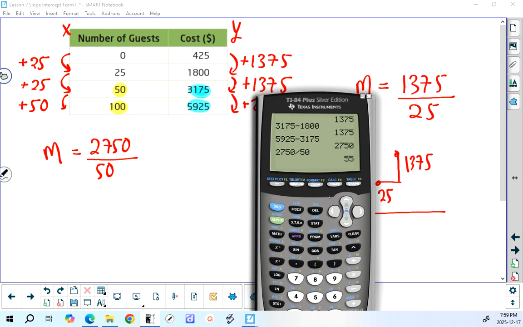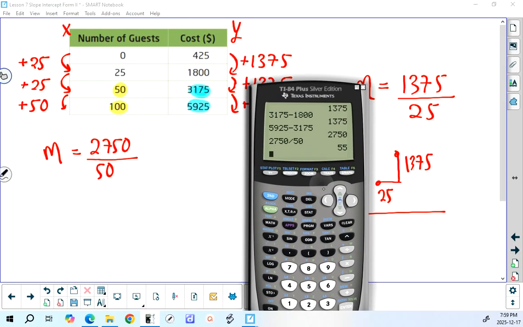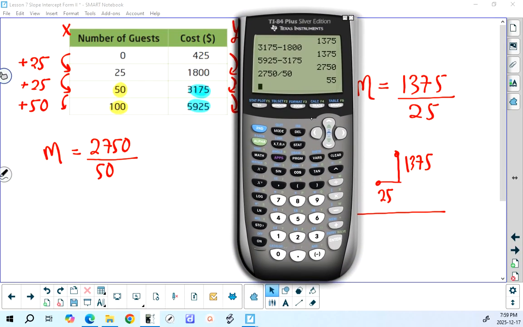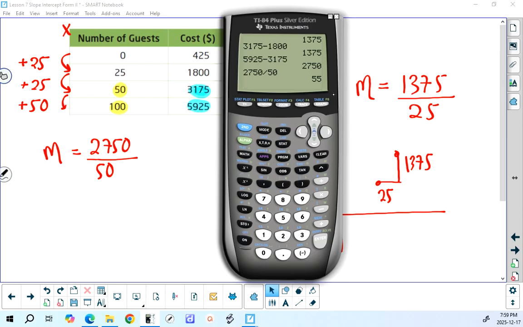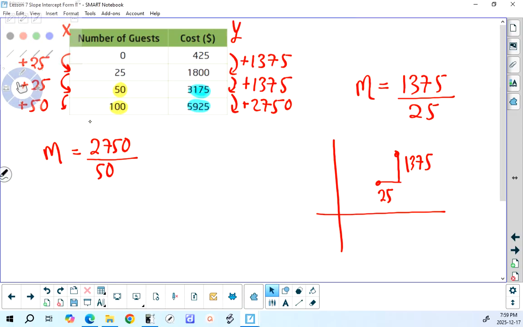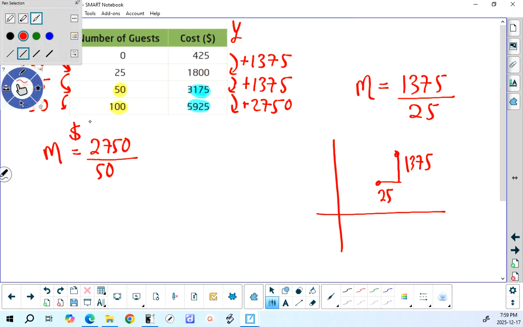If I look at the slope for going from the second to the third point, it's 1375 divided by 25. Let me do that again, 1375 divided by 25. It is still going up at a rate of 55. And by the way, this is going to be dollars per person. I've gone through all of that to explain to you that this is linear.